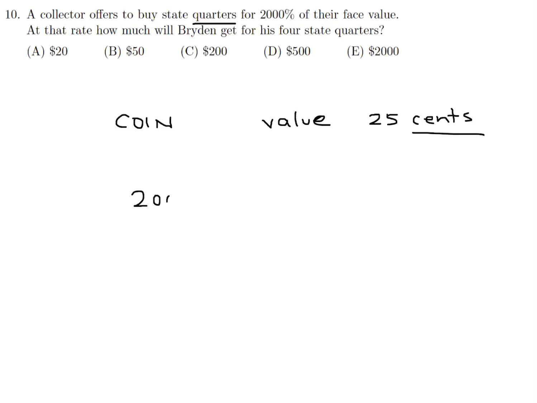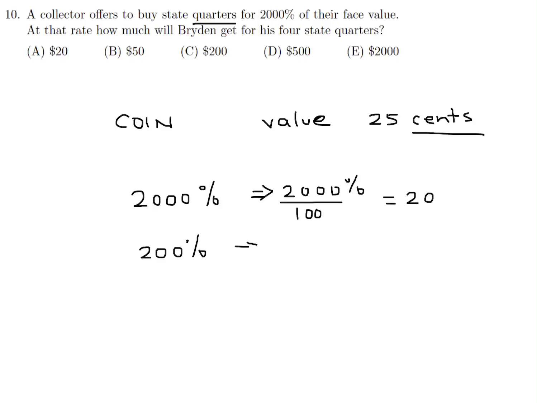So 2,000% is how much in terms of a factor? You have to divide by 100. And that gives you the factor. So in this case, it's a factor of 20, right? So for example, if something was 200%, it would be 200% divided by 100, which is a factor of 2. All right, so be familiar with that.